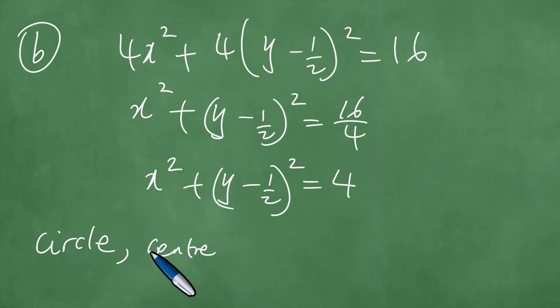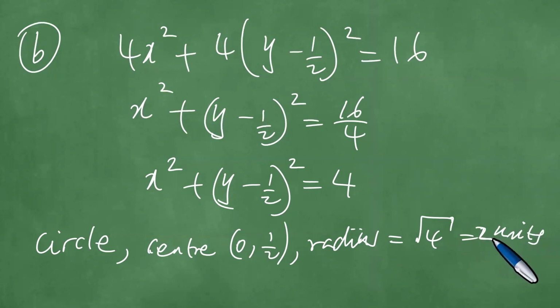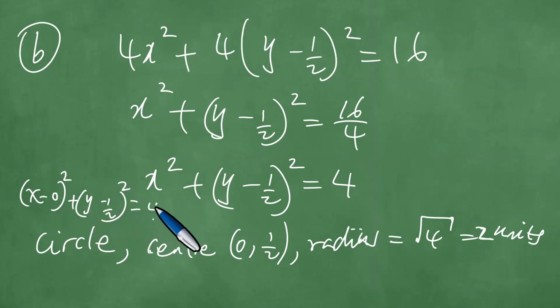With center 0, 1/2, and radius equals the square root of 4, which is 2 units. To get the radius of the circle, we take the square root. Let us draw this. Because this one has a zero component, it's like x minus 0 squared plus y minus 1/2 squared equals 4. So that kind of thing.